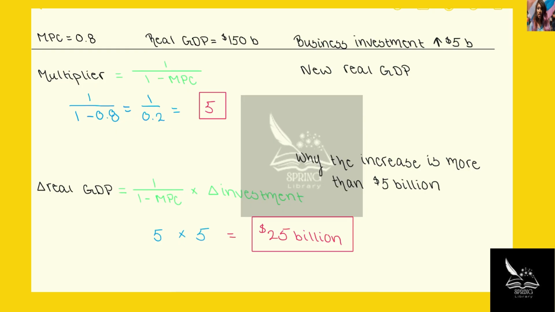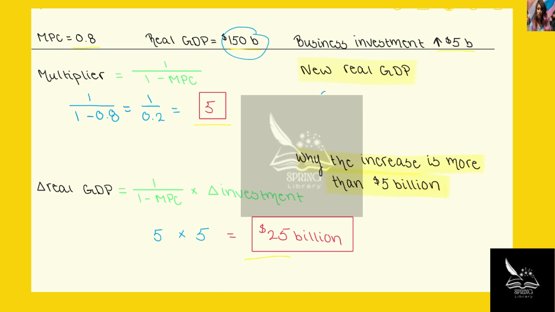Stemming from the last problem, in which we were given that the marginal propensity to consume of an economy was 0.8, the real GDP is 150 billion, and there was a business investment increase of $5 billion. What we found was this multiplier for the economy, as well as this change in real GDP of $25 billion. But now for this question, we're focusing on what is this new real GDP, and why is that increase more than $5 billion?